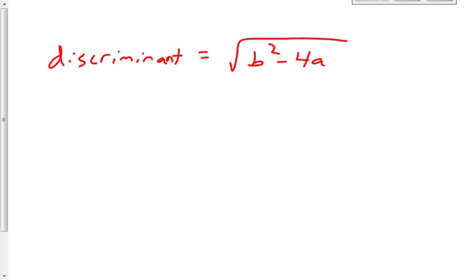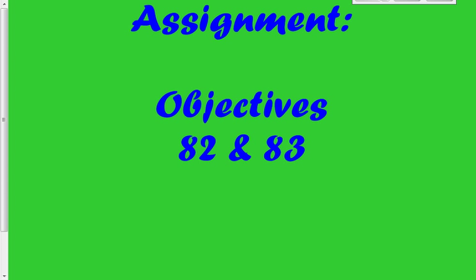The discriminant is the value underneath the square root. So it's b squared minus 4ac. Make sure that you're very careful when you simplify the discriminant, because that could be a spot where it slips many people up where they make mistakes. So ask me questions if you have them. Objectives 82 and 83 is your homework.